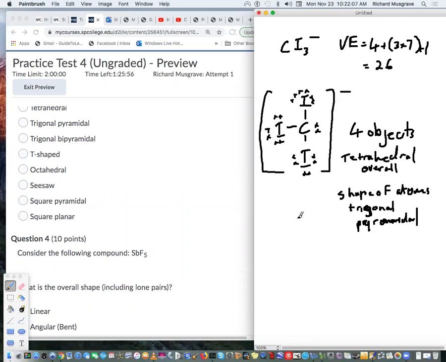SPFI. Okay, I'll do this one. Haley, I think this might help with what your question was earlier. Okay. So the valence electrons on this one are going to be 5 plus 5 times 7, which is 40.